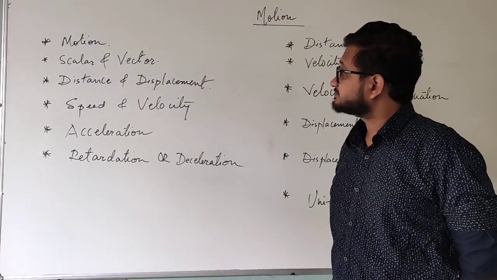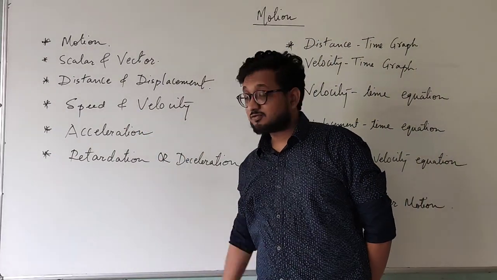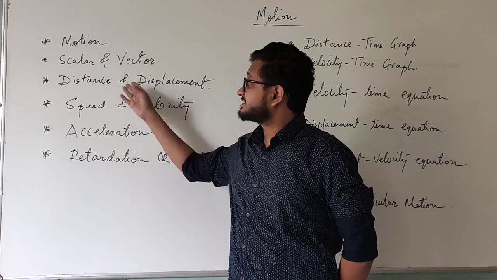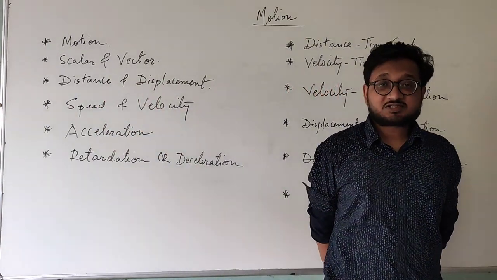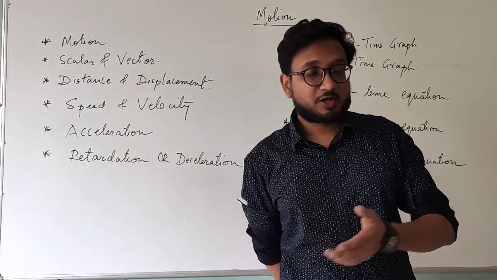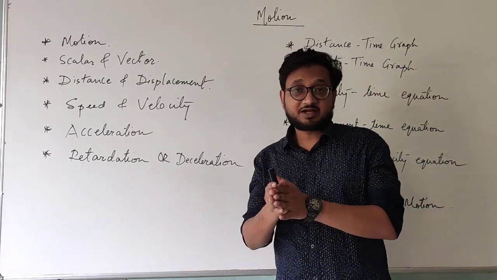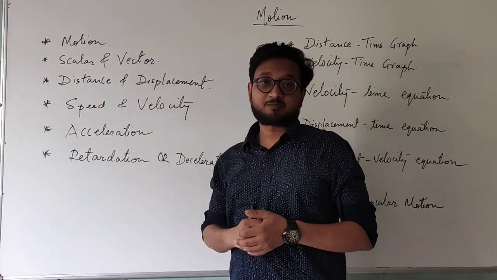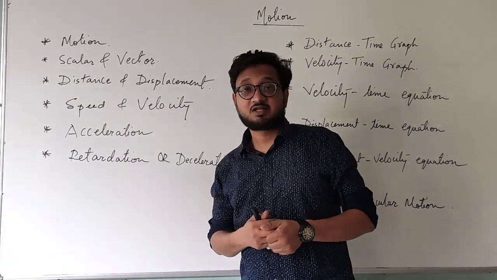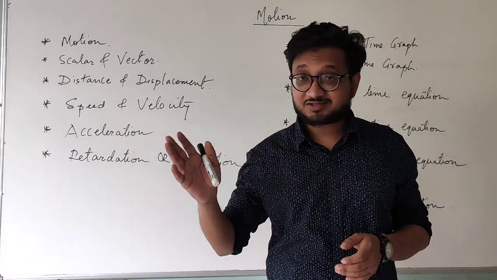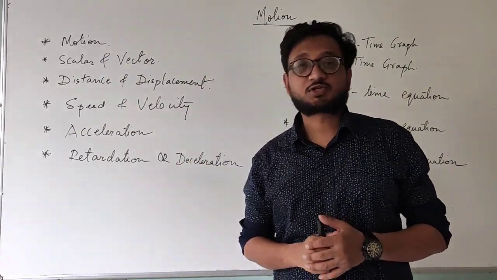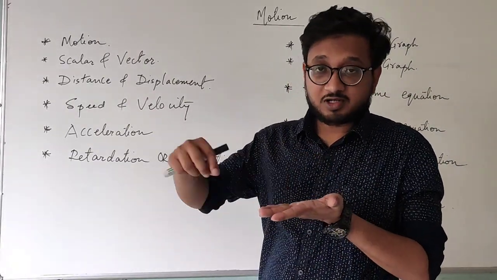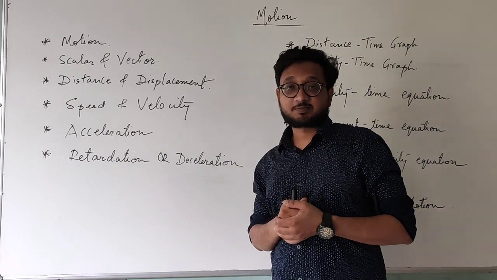A few examples of scalar and vector are the next point, that is distance and displacement. So distance is when an object changes its position from one point to the other point. The length of the entire path is called distance covered. And displacement is not just that, it is how much path is covered in a straight line. So the shortest distance that we can get from one point to the other point, how we draw a straight line, that gives us the displacement.